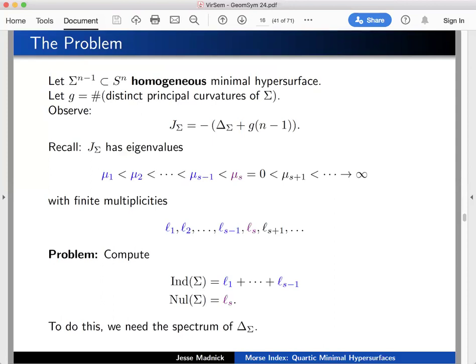So the point is that in order to compute the Morse index and nullity, all we have to do is compute the spectrum of the Laplacian. How hard could that be? So let's recall that for J sigma, my notation for the eigenvalues are mu1, mu2, and so on, up to mu s minus 1. Those are the negative Jacobi eigenvalues. Mu s is the one with the 0 eigenvalue, right? And I'm asking, can we compute the index, which is the sum of the multiplicities corresponding to the negative Jacobi eigenvalues, and can we compute the nullity? And again, clearly we need the spectrum of the Laplacian in order to do this.